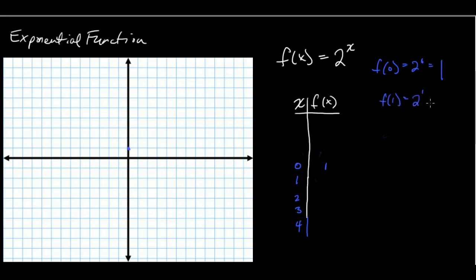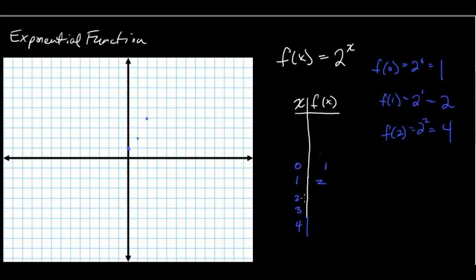That's 2 to the first power. Any number to the first power is itself. So when x is 1, y is 2. Let's try the f of 2 now. F of 2 is 2 to the second power. 2 squared is 4. So when x is 2, y is 4.